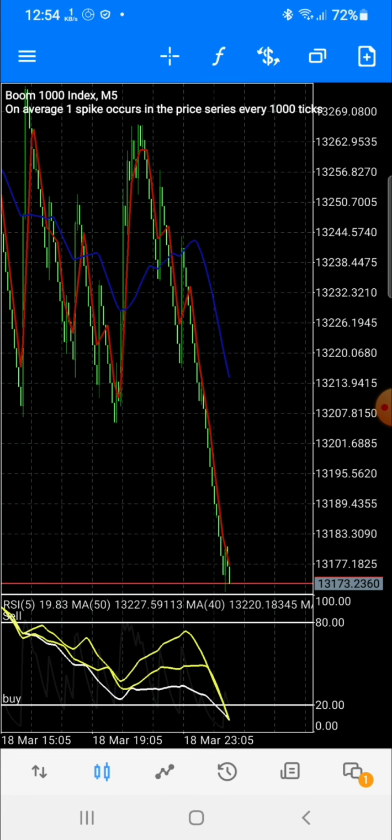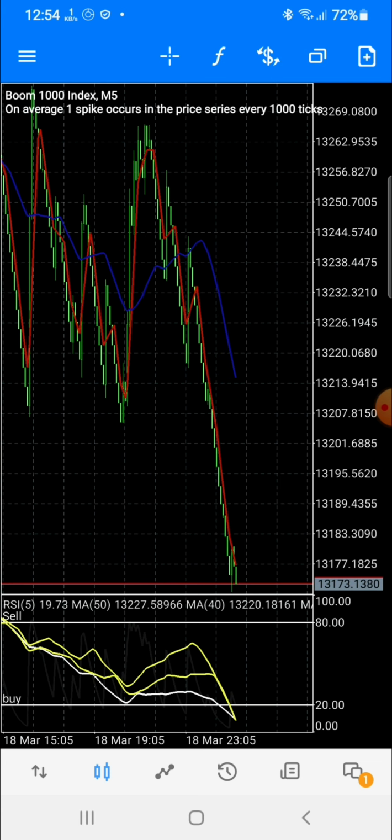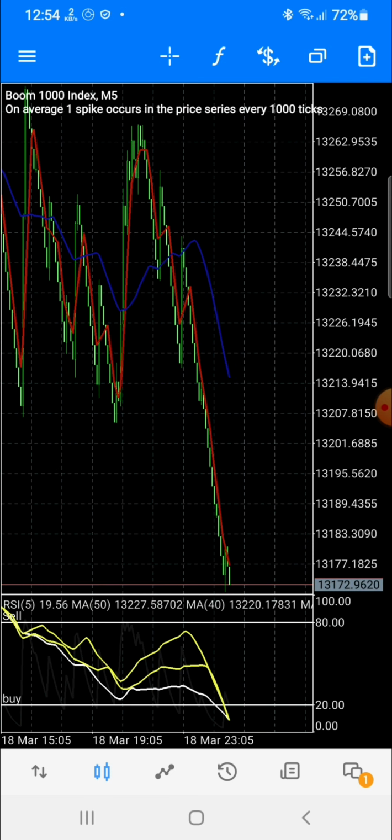On the RSI chart, you're going to find 3 moving averages, and on the main chart you're going to find 2 moving averages. Those 2 moving averages on the main chart act as a confirmation to the buy or sell entry you get with the moving averages on the RSI chart. That's simply how the strategy works, guys. Simple that way.